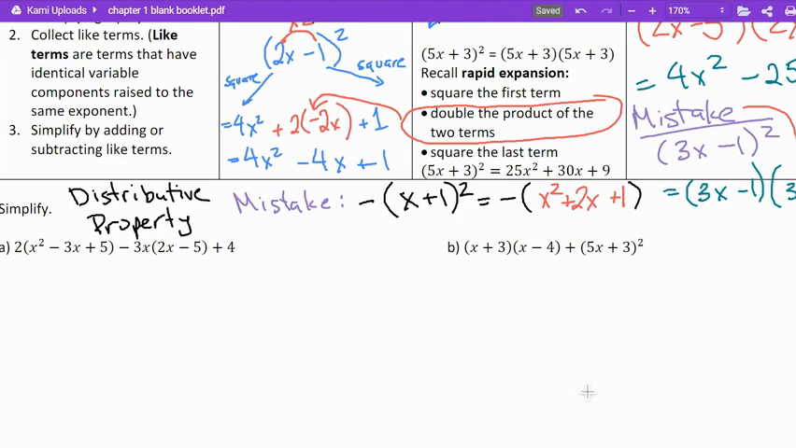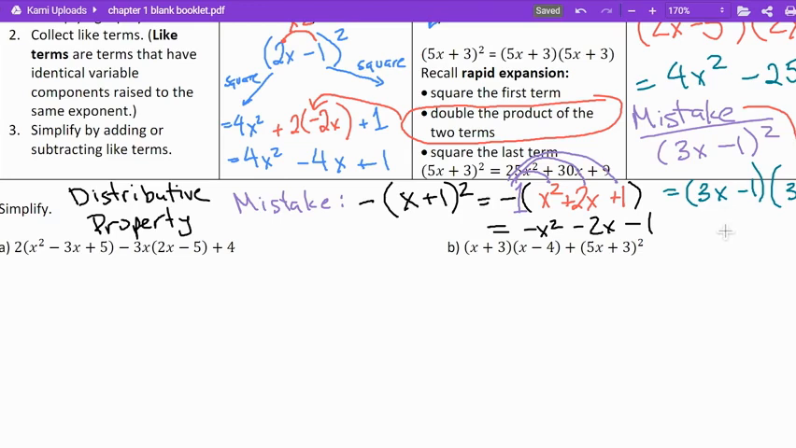Okay, now what do I do with that negative? I distribute it because it's really like a -1. And so I'm going to multiply the -1 by each term, meaning I'll end up with negative x squared minus 2x minus 1.